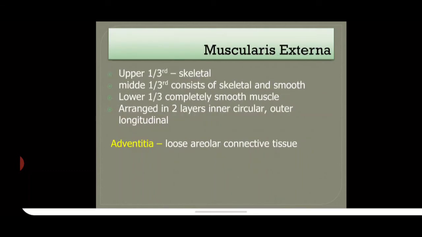Muscularis externa of the esophagus: all the parts of the GIT contain smooth muscle, only the esophagus contains skeletal muscle fibers also. So that is the second differing feature of the esophagus from the remaining parts of the GIT. The upper one third is made of total skeletal muscle, the middle one third of the esophagus is made of skeletal and smooth muscle fibers, and the lower one third is completely smooth muscle. But the arrangement is the same as the plan of the GIT, inner circular and outer longitudinal. So this completes the third layer. The fourth layer is loose areolar connective tissue in the adventitia.